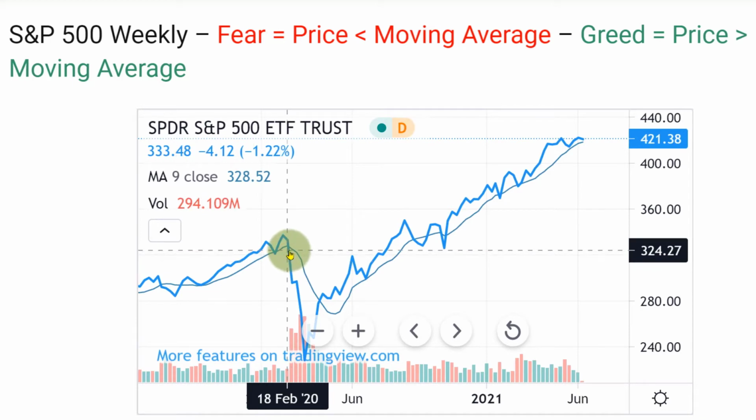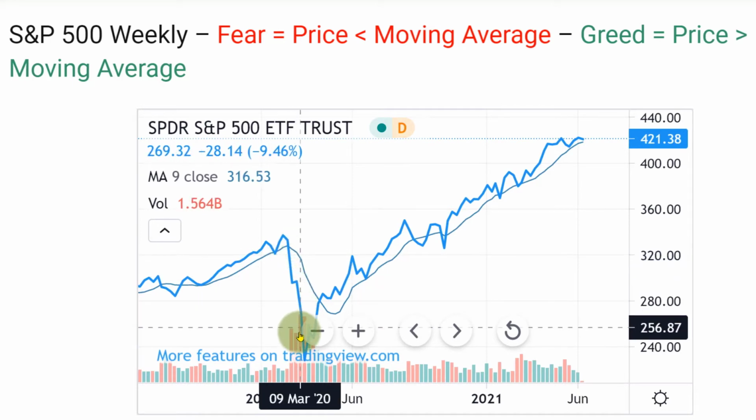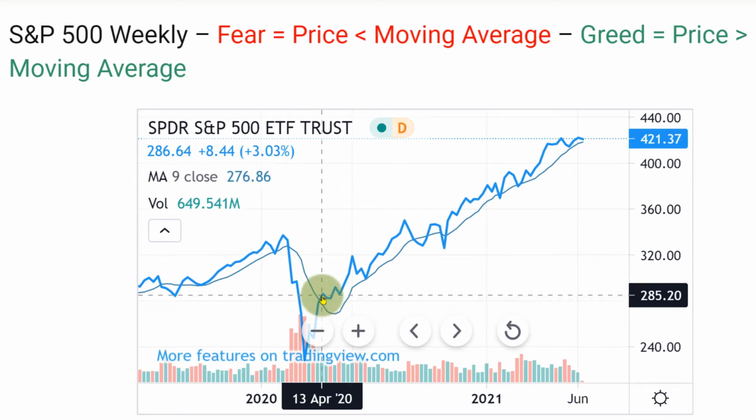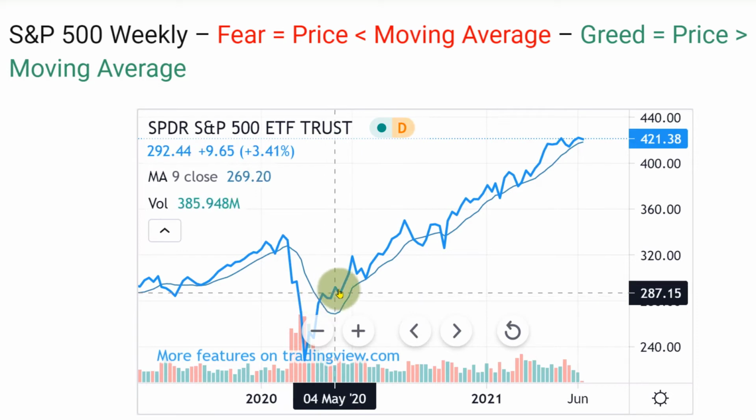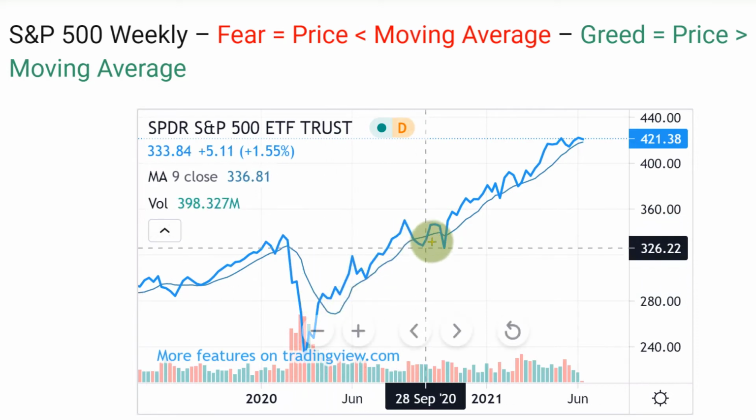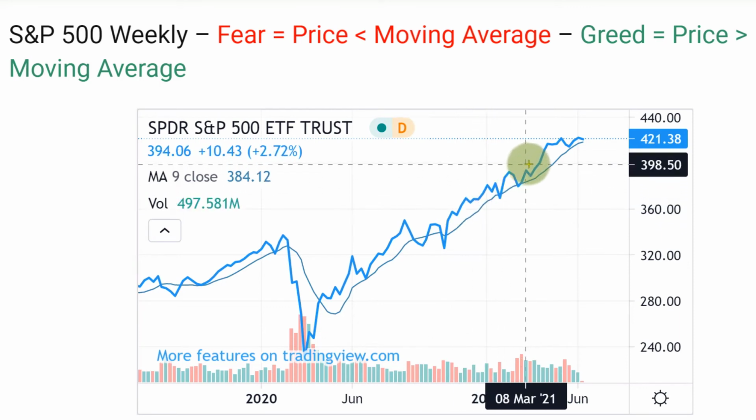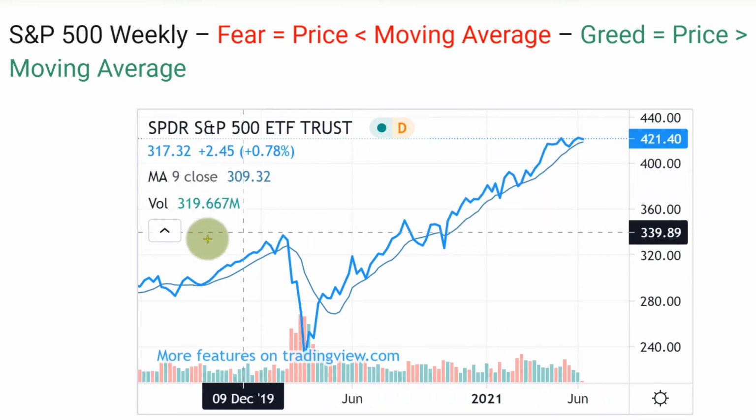This is a clear indicator, and the price falls, and then only around about here in April 2020 does the market show real signs of recovery, and it moves up through the moving average 9, and then there's a couple of fake outs here, but it stays above this moving average 9.